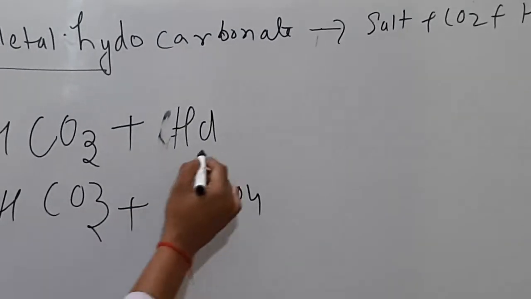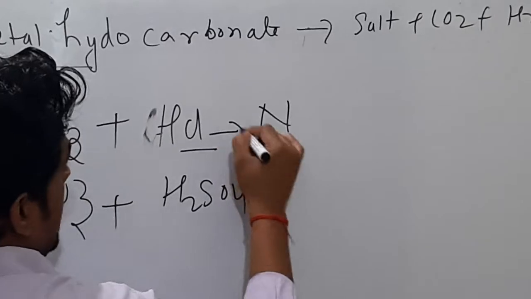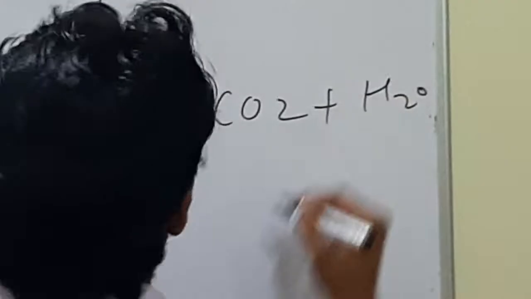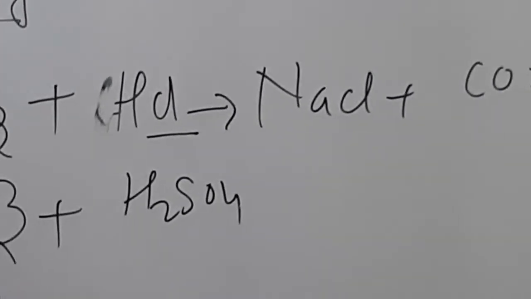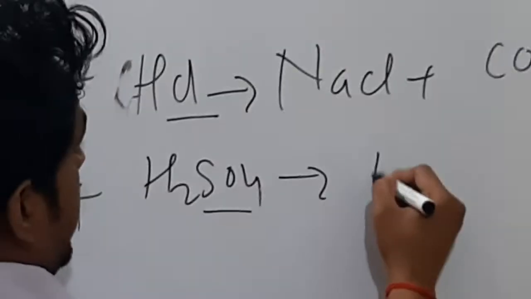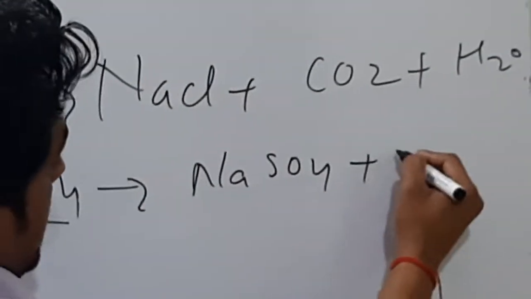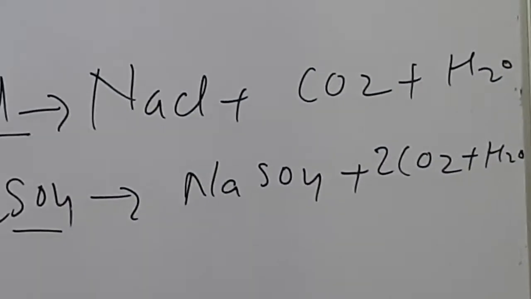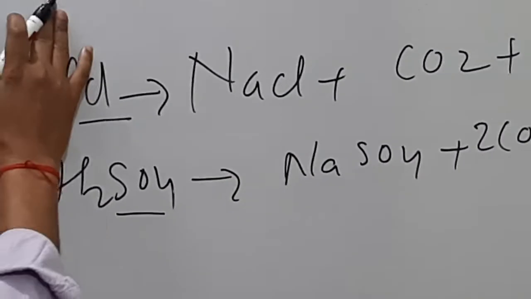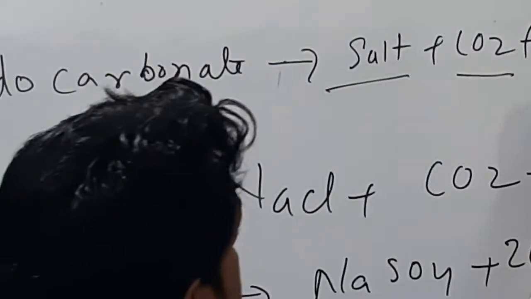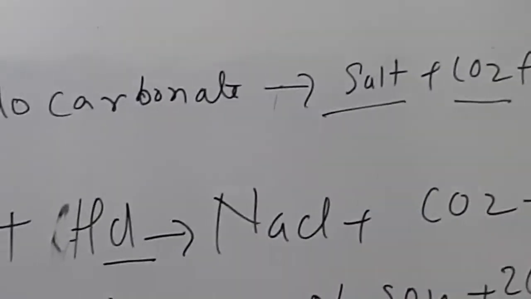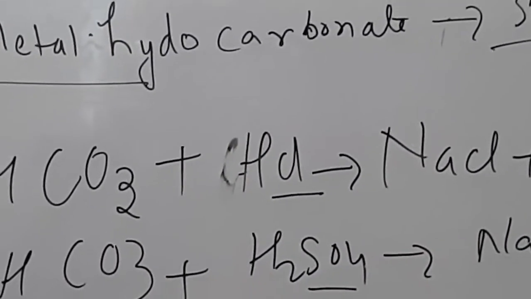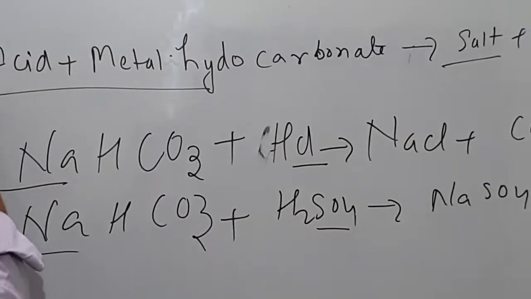What will it form? NaCl plus CO2 plus H2O. And Na2SO4 plus 2CO2 plus 2H2O. Whenever an acid reacts with metal hydrogen carbonate, it always forms salt, carbon dioxide and water, same as carbonate. Now let's move to the fourth one. Fourth one move करते हैं.